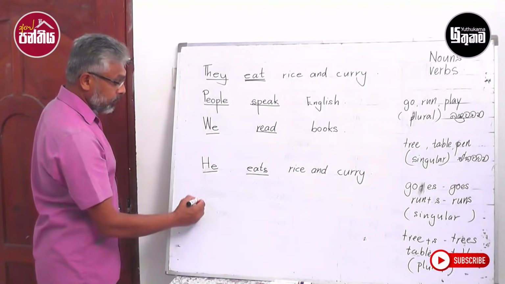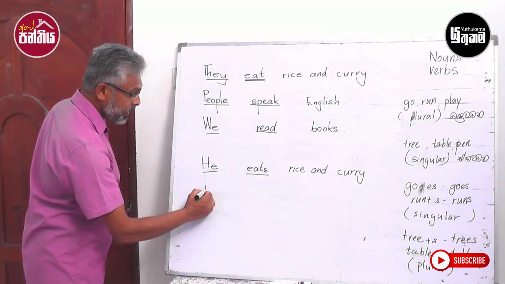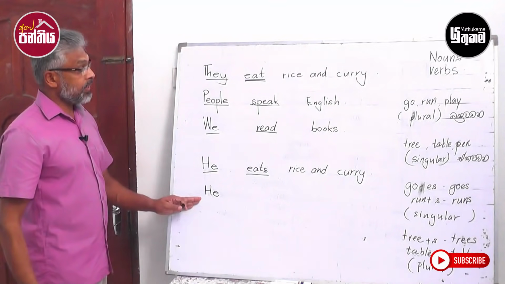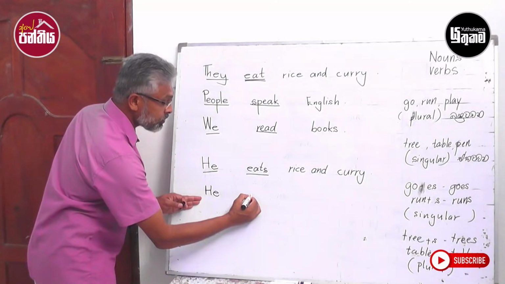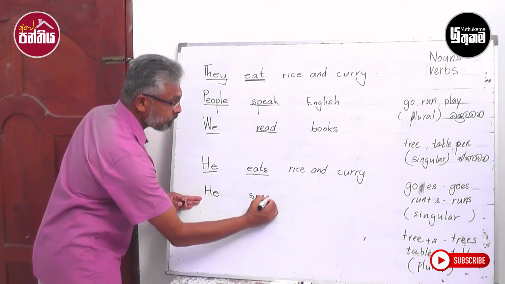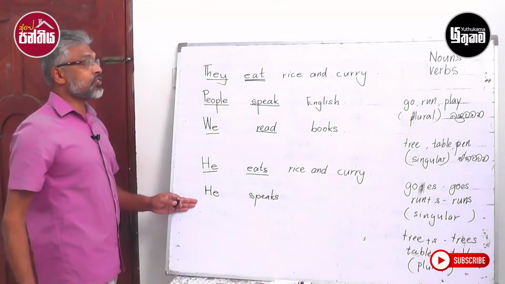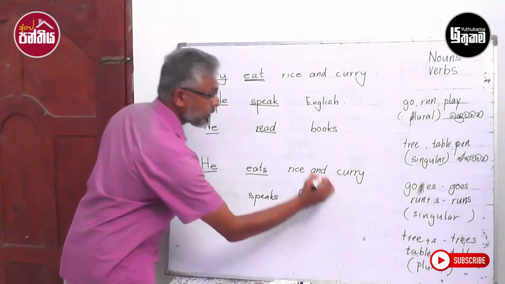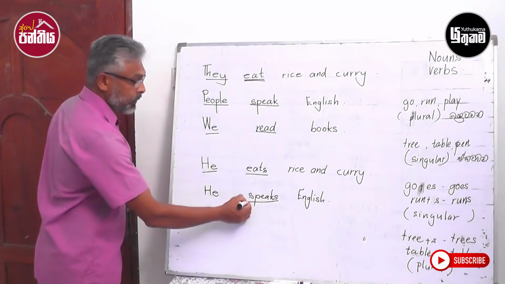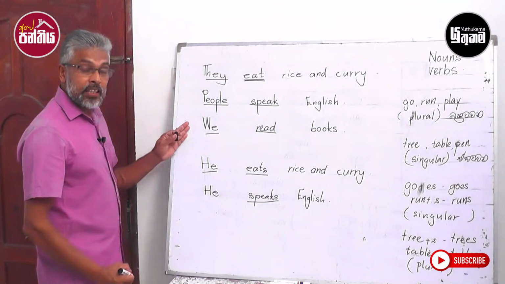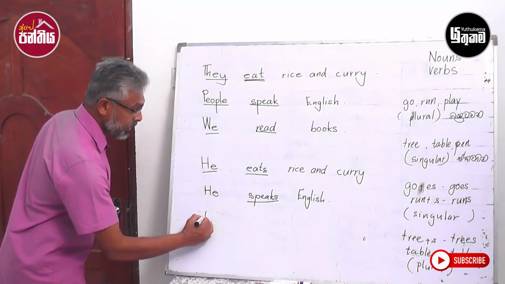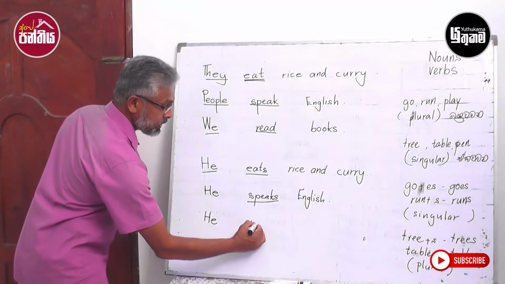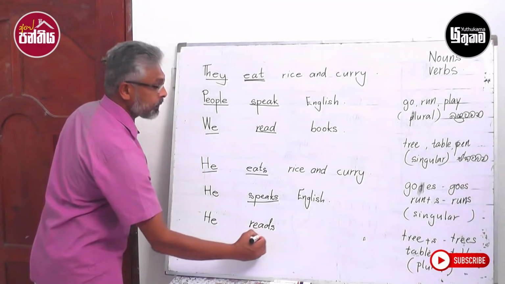And look at these people. We'll say again he, right? He, what happens to this verb here? Speaks English. Speaks English. Look at this. And again we read here. So we'll take this one again. He. What happens? Reads books.